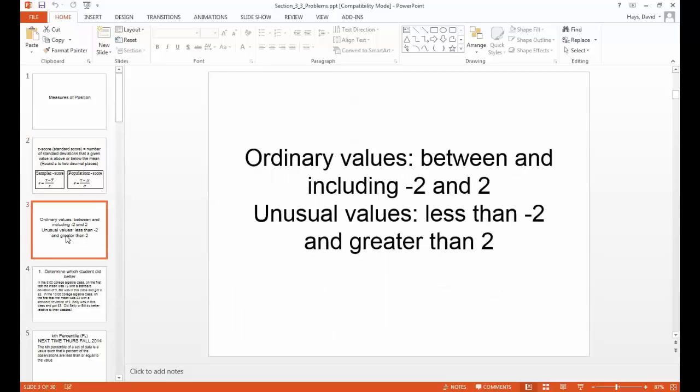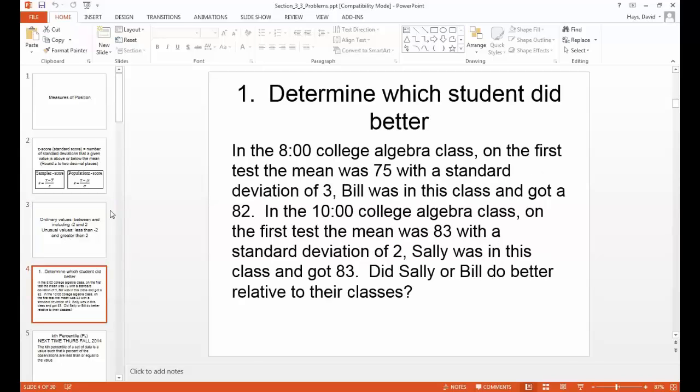Now, if you get any problems asking you if it's ordinary or unusual, ordinary values are between and including -2 and 2, and unusual values are less than -2 and greater than 2. Let's take a look at this example.